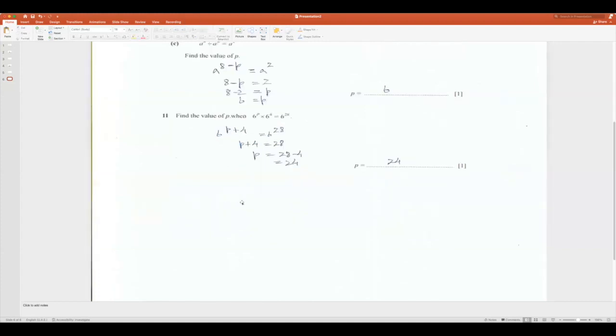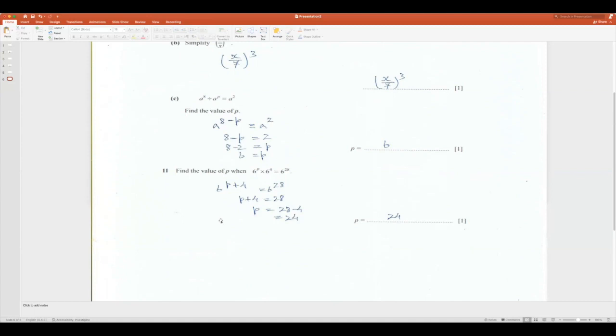I have taken these sums from past papers, 2018 to 2022. Now we know how the power and index and the standard form questions are coming.